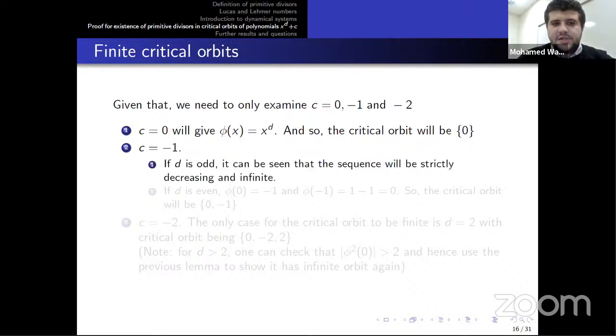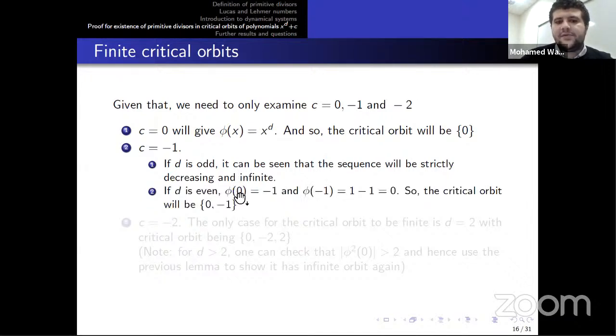If C is -1, and if D is odd, then the sequence will be strictly decreasing. This can be checked. You can check the second iteration. It will satisfy phi 2 will be -2, and phi 3 will be, sorry, no, it will be less than or equal to -2. So you can apply the same lemma, and then it will be strictly decreasing and infinite. For D even, phi of 0 is -1, phi of -1 is 0. So the critical orbit is just the two elements, 0 and -1. So that's a finite orbit.